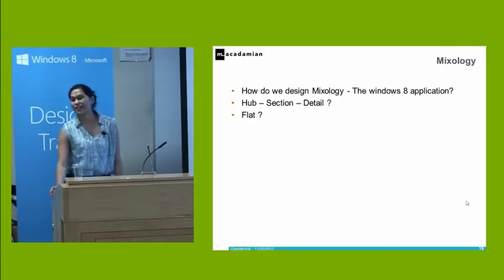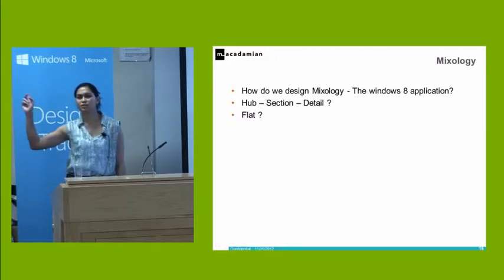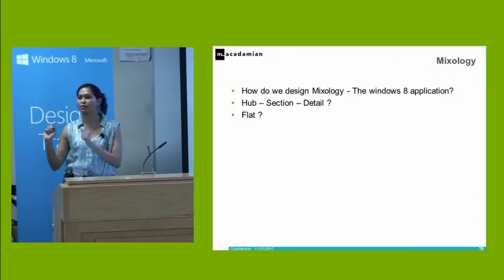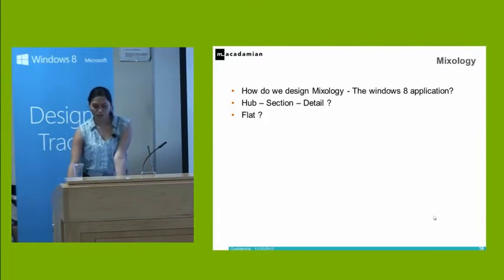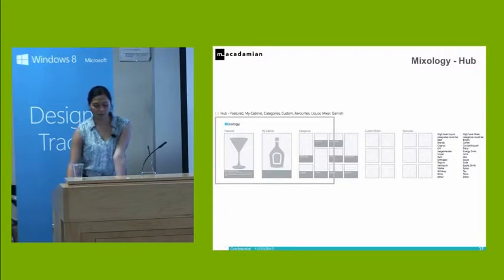The other option is flat. Would that work? Just have the navigation bar switch back and forth between a few options. So this is what we actually ended up suggesting. And hopefully I won't run out of time, because I want to actually cover all of them. OK.